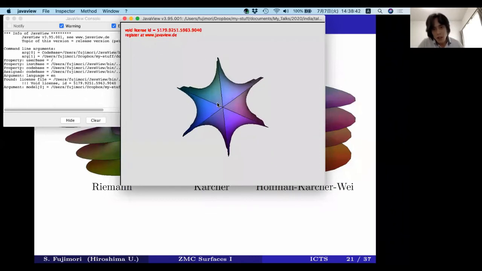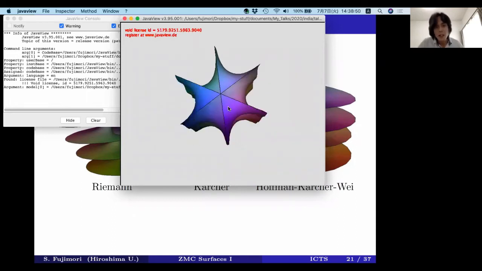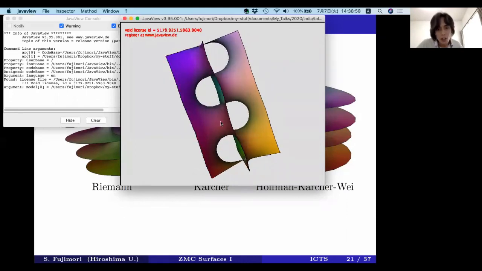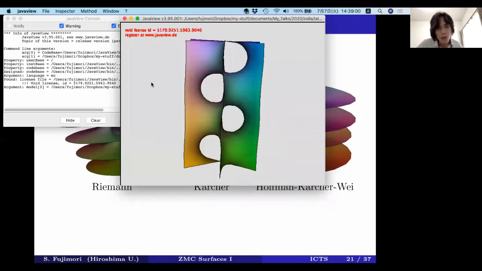This surface has 6 ends. One end here goes to infinity, one end here, one end here, one end here, and here. So the fundamental piece of the surface is a sphere minus 6 points. This is a singly periodic example of a minimal surface, and tomorrow I will show the maximal version of this surface in Lorentzian space.